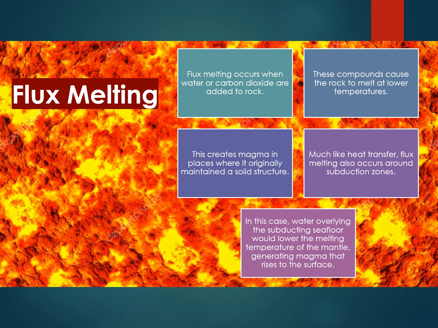Another way magma is formed is by flux melting. Flux melting occurs when water or carbon dioxide are added to rock. These compounds cause the rock to melt at lower temperatures. This creates magma in places where it originally maintained a solid structure. Much like heat transfer, flux melting also occurs around subduction zones. In this case, water overlying the subducting seafloor would lower the melting temperature of the mantle, generating magma that rises to the surface.